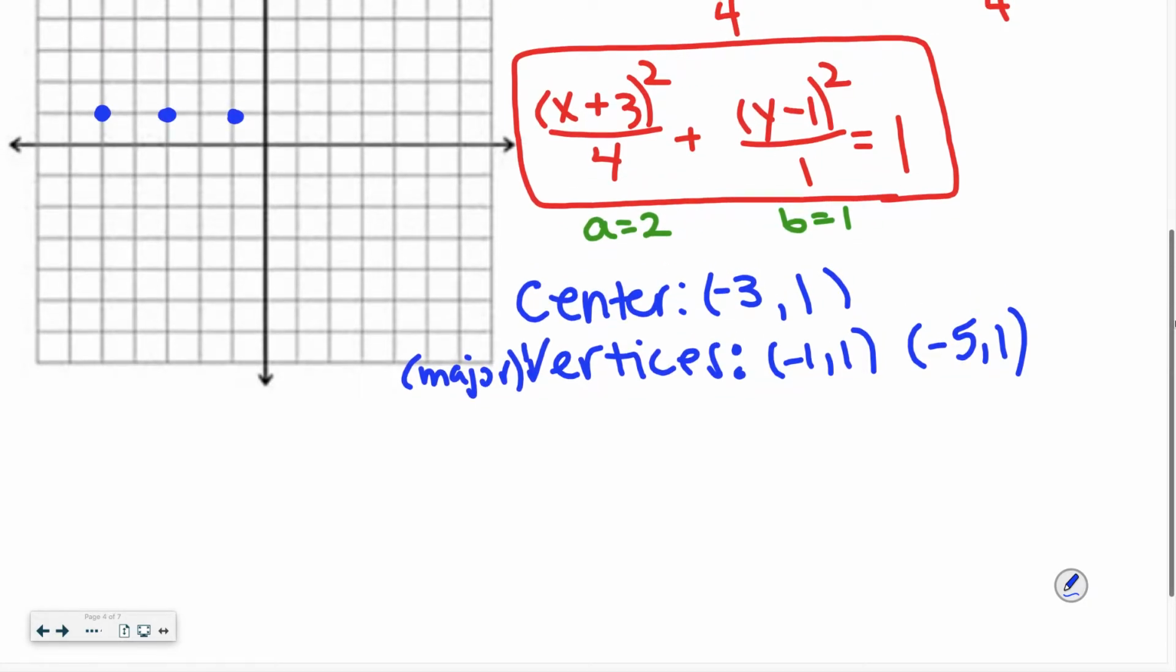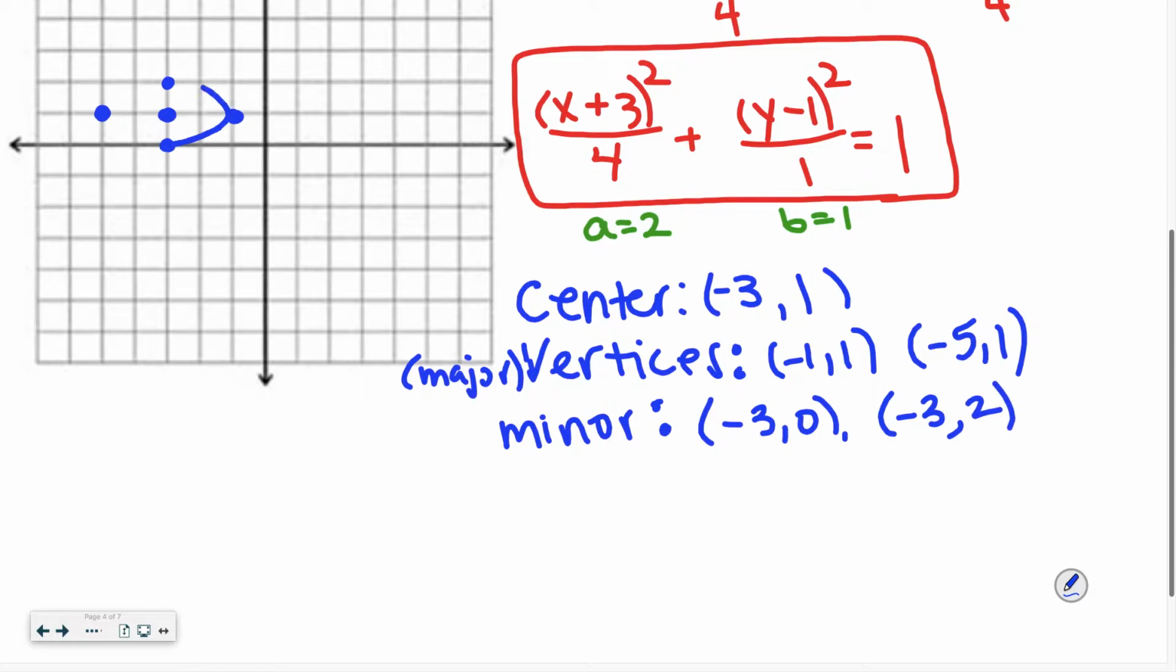Okay. Our minor axis endpoints are b away, and since b is associated with y, we are going to move 1 in the vertical direction. So our minor endpoints are (-3, 0) and (-3, 2). Look at that, guys. We have an ellipse.